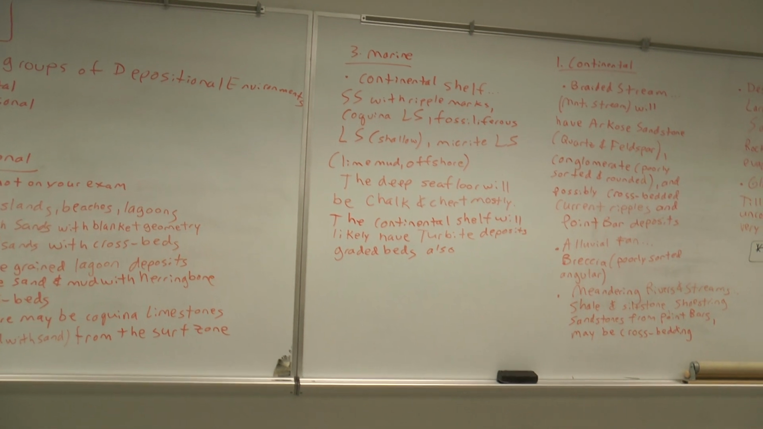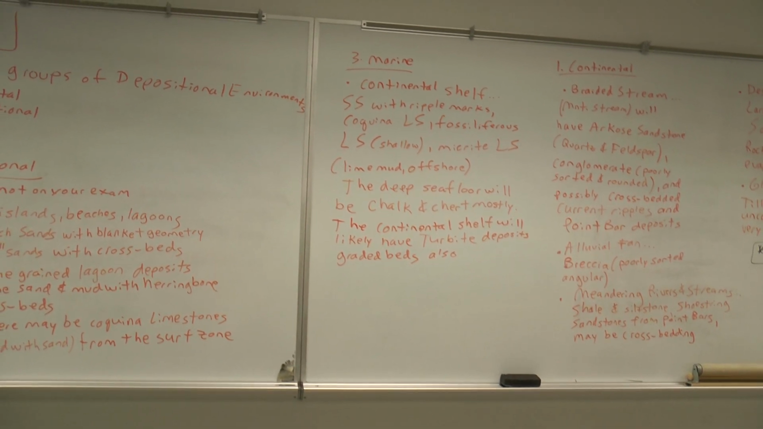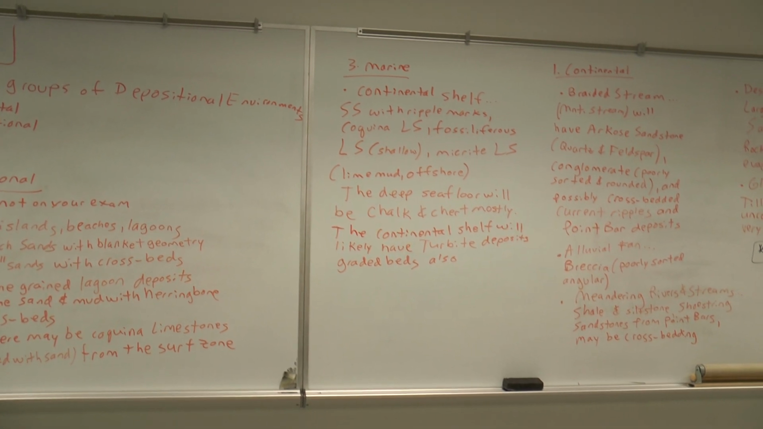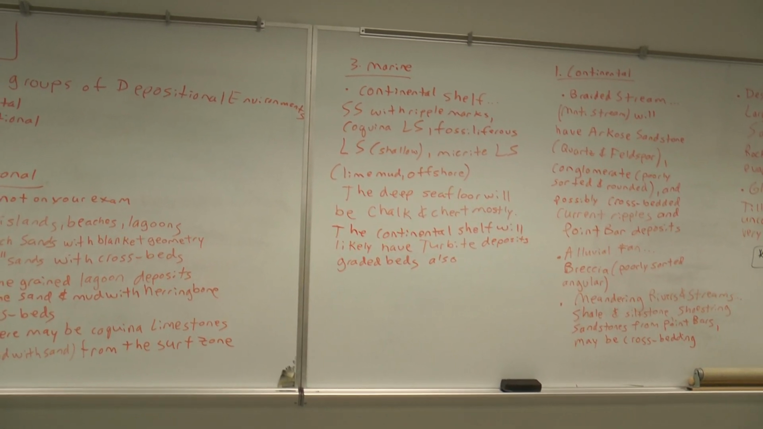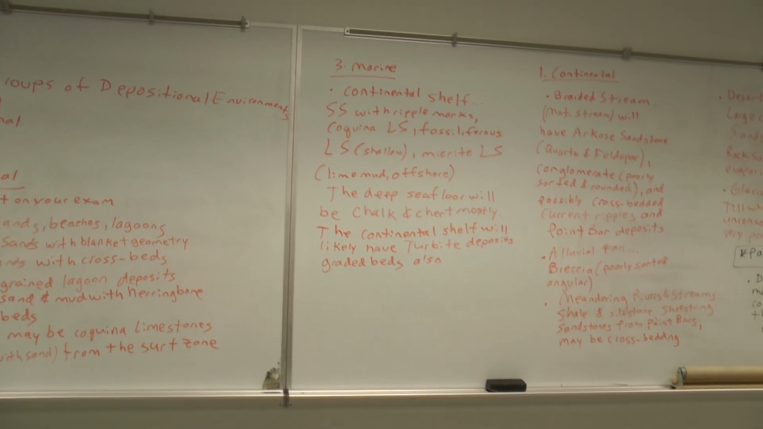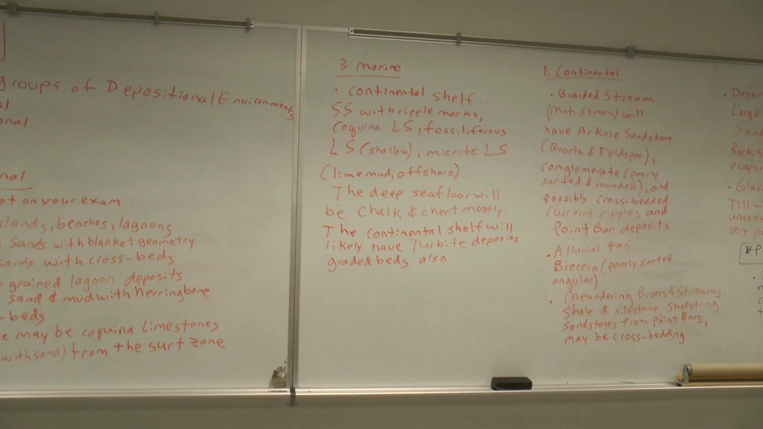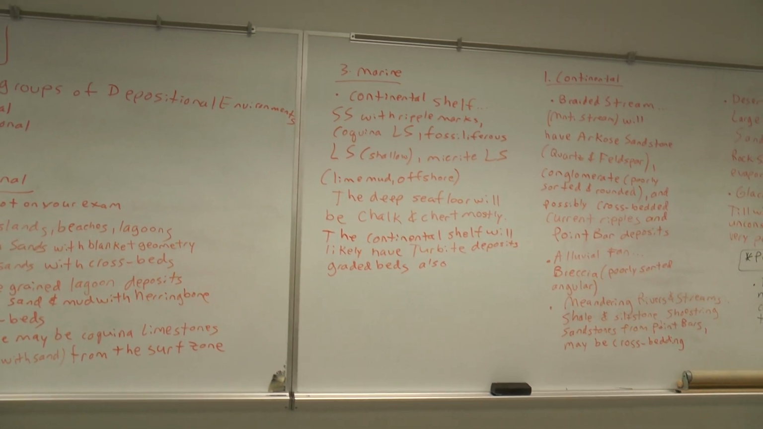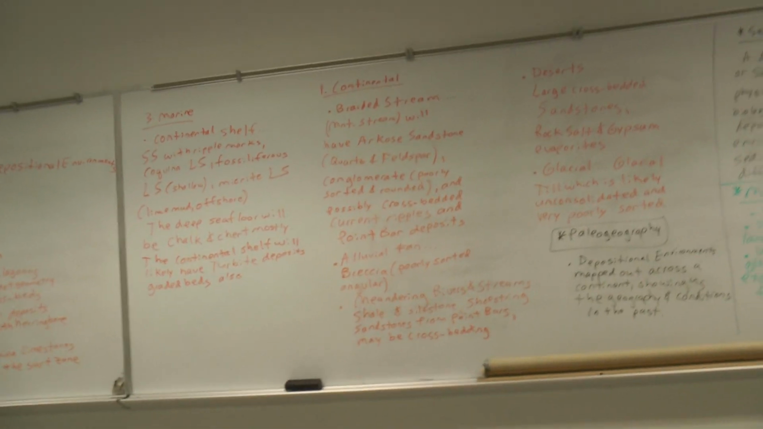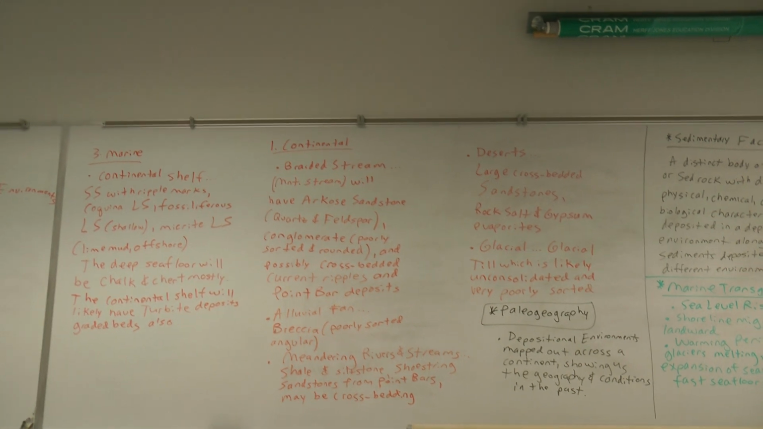And then another little tidbit here on the continental shelf, it will likely have turbidite deposits, meaning your underwater landslide deposits. In other words, your graded beds. Those are some things that you also might find in the continental shelf deposits from long ago, preserved in the rock record today. Okay, now we're going to move on to the first of these depositional environments, continental.